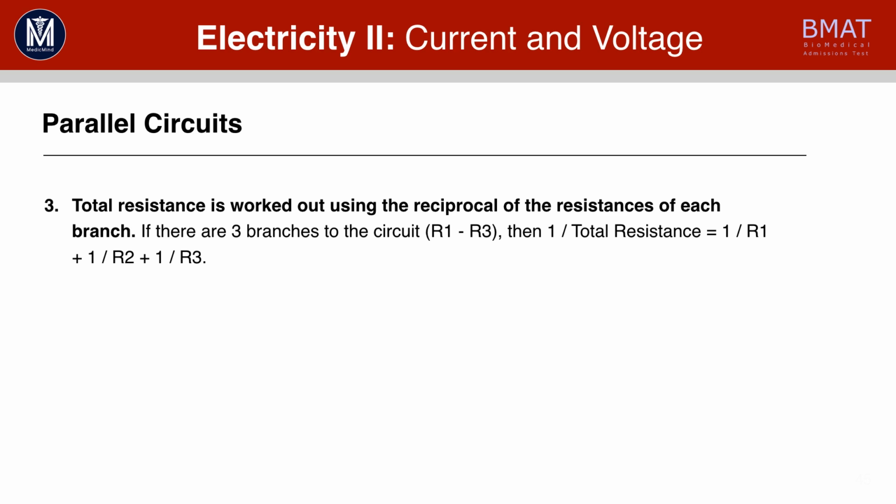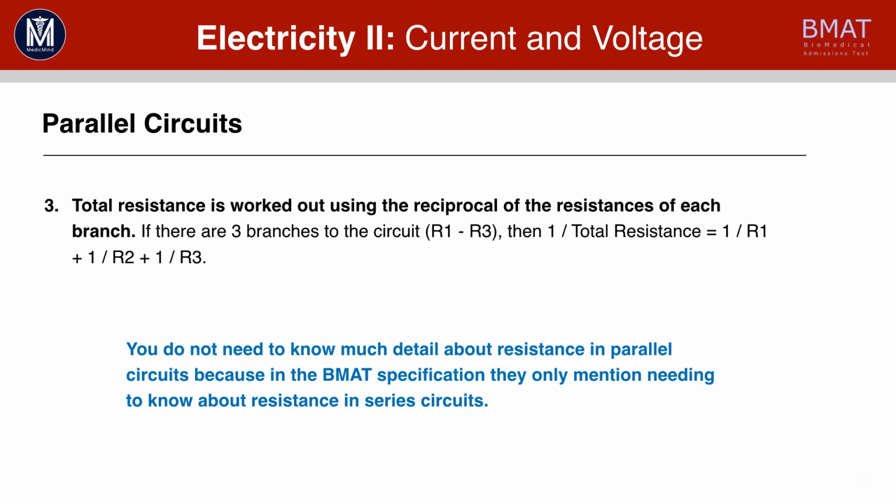The third rule is that total resistance is worked out using the reciprocal of the resistances of each branch. So if there are 3 branches to the circuit, R1, R2 and R3, then we can say that 1 over total resistance equals 1 over R1 plus 1 over R2 plus 1 over R3. According to the BMAT specification, you don't need to know specifically about the resistance in parallel circuits. It's useful to memorize that you calculate it using the reciprocals, but you won't have to do any calculations based on this, so don't worry about it too much in your revision.